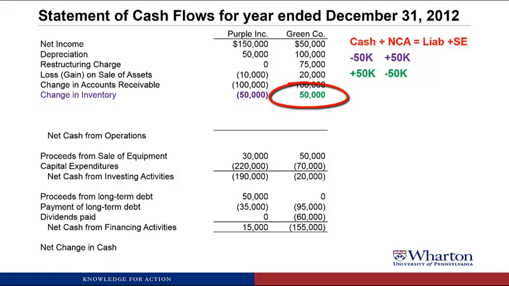So not only did they sell whatever they had this year, but they tapped into the inventory at the beginning of the year and sold some of that as well. So that's an extra source of cash flow by selling the inventory from the prior period.